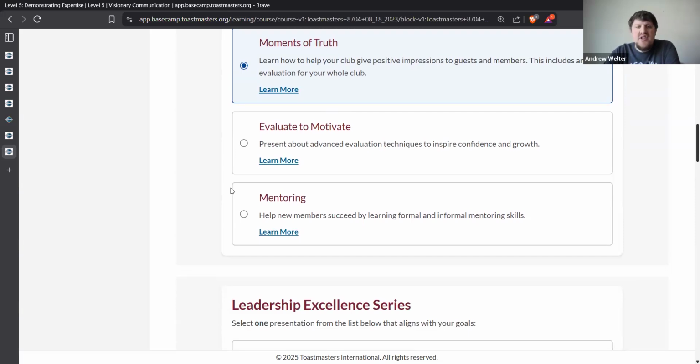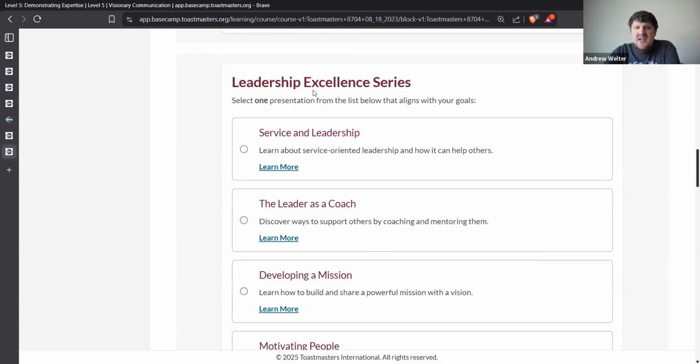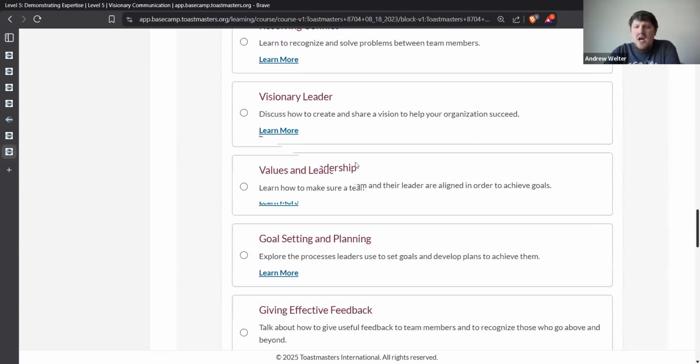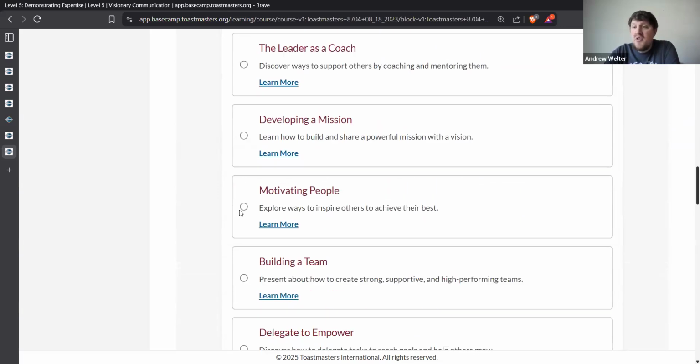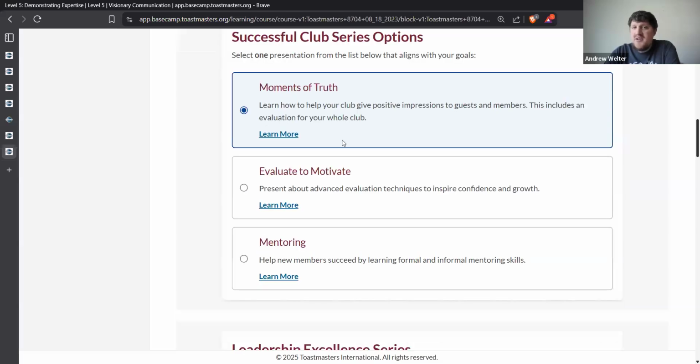And then motivation and mentoring, obviously very important roles there. And then the Leadership Excellence Series, again, you have all sorts of different projects in here. Again, you can plug these into different ones. I could tell you, if you want to do the mentoring and moments of truth, you can plug moments of truth into an HPL project fairly easily. I can tell you that with 100% accuracy. This you can plug into level 4 and level 5 projects fairly easily.